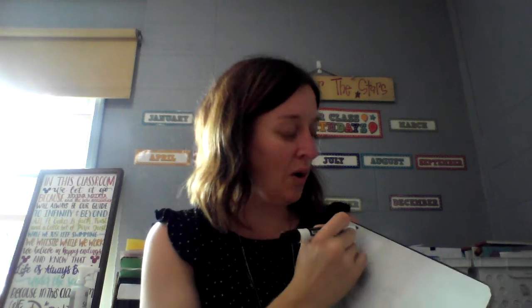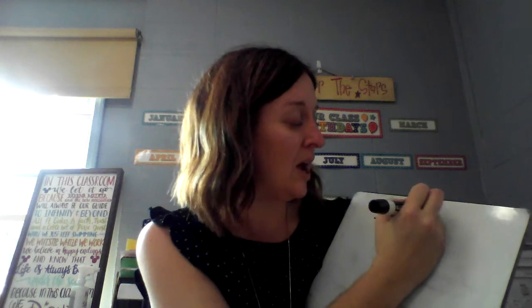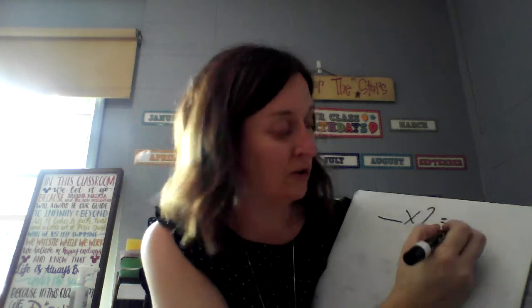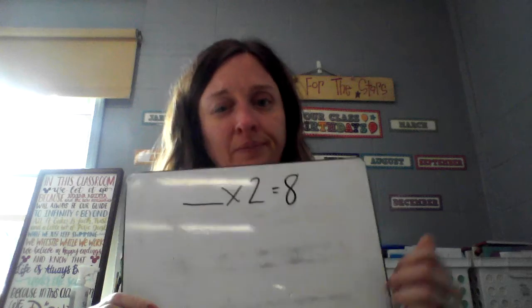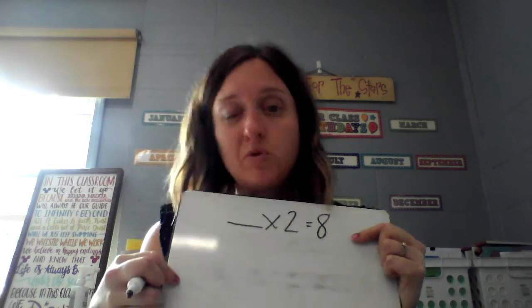Well, we know she's got a total of 8 slices, and we know that she is using them, and she's putting 2 in each cup. So we know the size of our groups to get 8 total. We have this unknown. We don't know what this is. So we could draw this out.